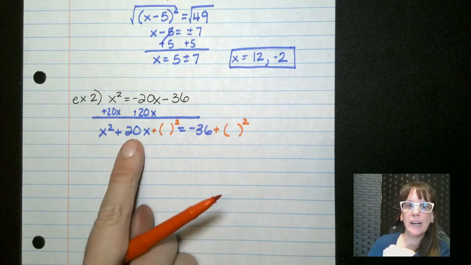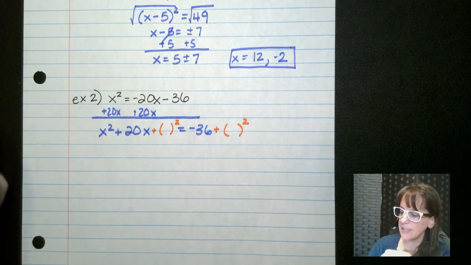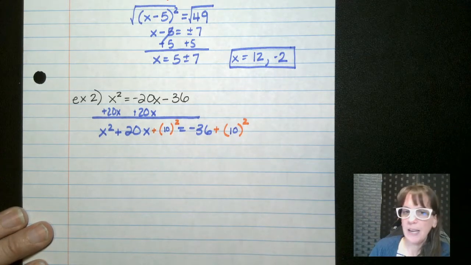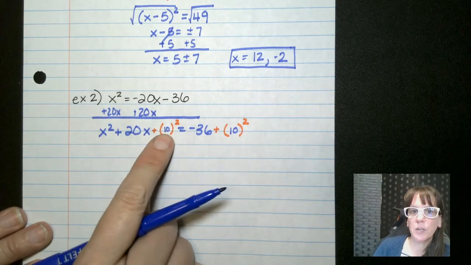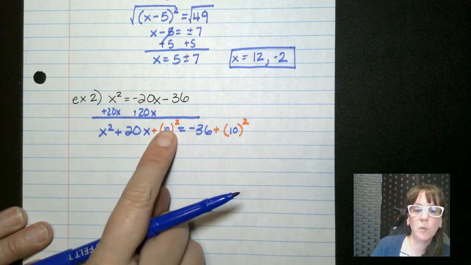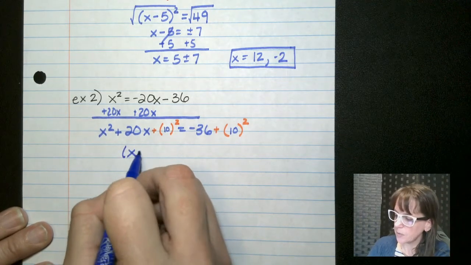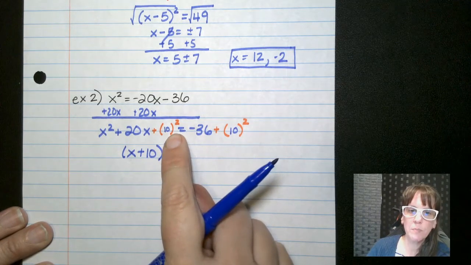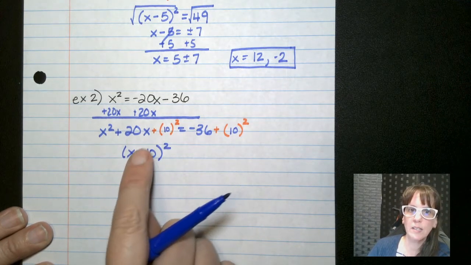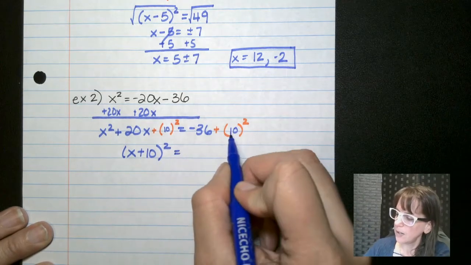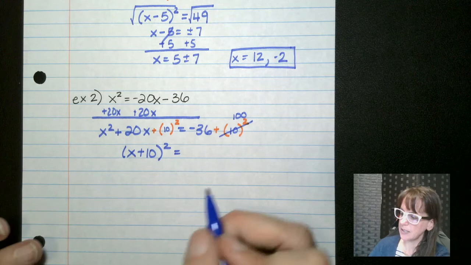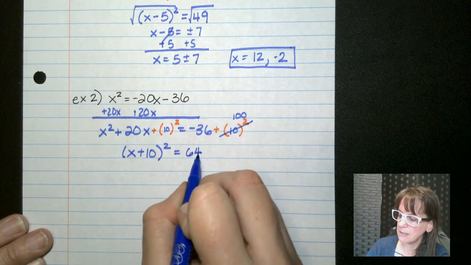So I take a look and I take half of whatever that is. Half of that is 10. So I'm going to put 10 in there. This now is a perfect square trinomial. It's x squared plus 20x plus 100. And that is x plus 10 squared. I like to leave it in this squared version because then you just know one of these makes this. Now 10 squared is 100, so we have -36 and positive 100, which gives us 64.